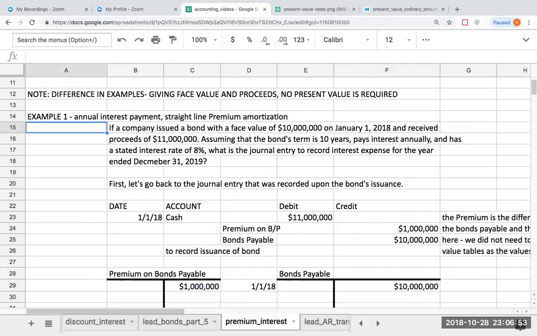If a company issued a bond with a face value of $10 million on January 1st, 2018 and received proceeds of $11 million, assuming the bond's term is 10 years, pays interest annually, and has a stated rate of interest of 8%, what is the journal entry to record interest expense for the year ended December 31st, 2019?